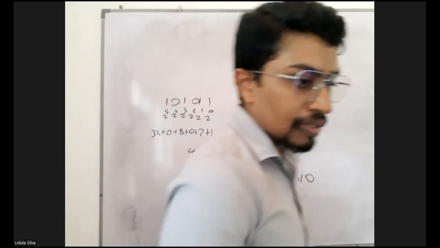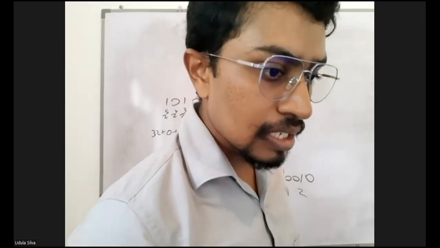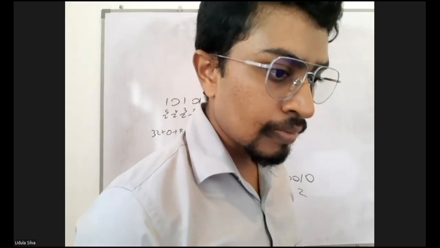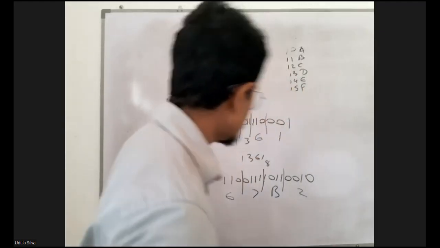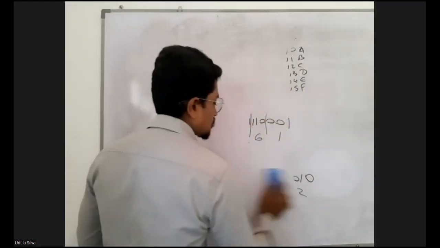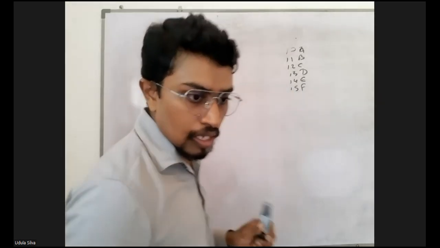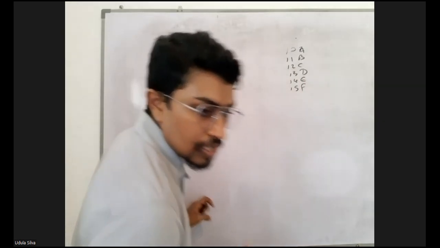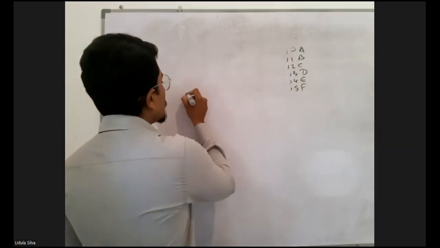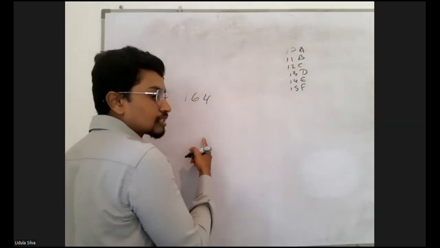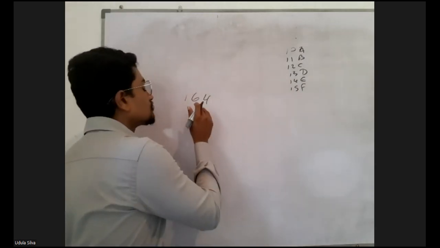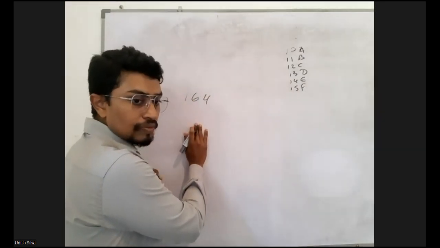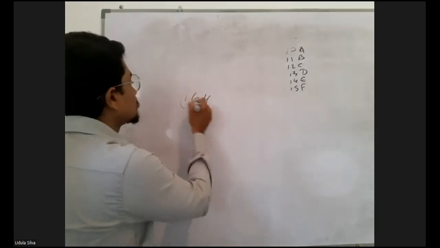And then question number 5. Consider the following statements. Select the correct answer. 164 is equivalent to 3C in hexadecimal. Convert 164 into hexadecimal. How do you convert this? If you want to convert decimal into hexadecimal, you have to divide it by 16.